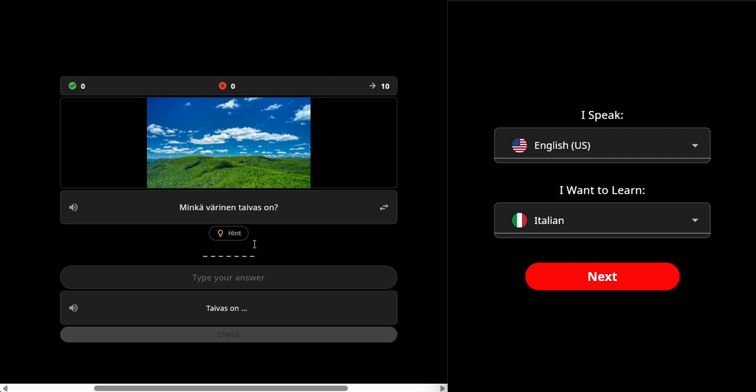So here you can see an example from our Finnish course. You can see the picture, the question, the incomplete answer. After submitting your answer in different ways, you see the complete answer. And this example is from the write mode. There are four in total, and I'll show you soon all of them.